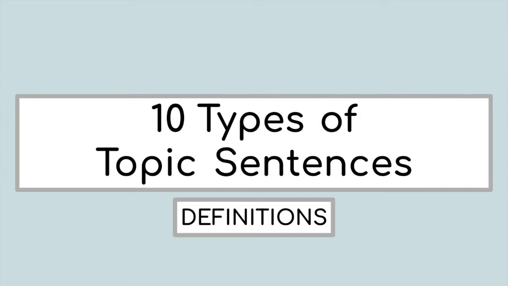I'm excited to get back into writing today, so make sure you're ready with your writing notebook, a pencil, a highlighter, your rainbow pen, and anything else you'll need to take notes on our different types of topic sentences.